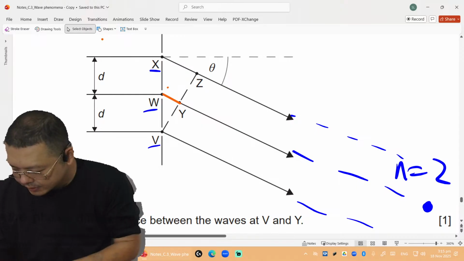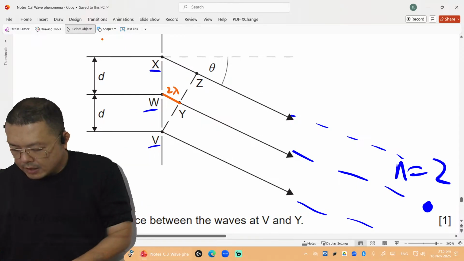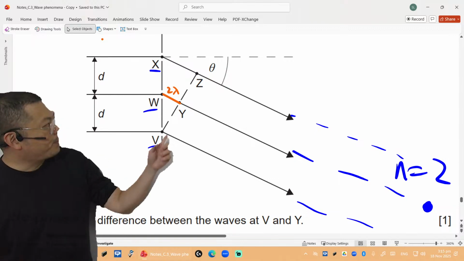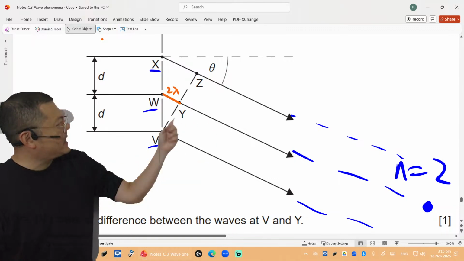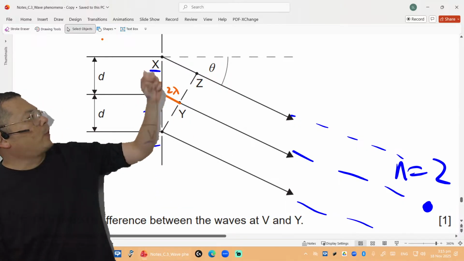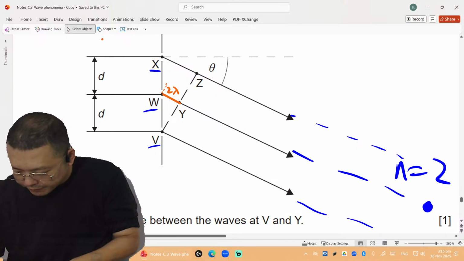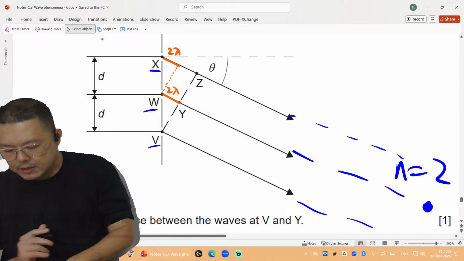Sorry. Okay, so this is 2 lambda, right? That's the 2 lambda there. So between this light ray and this light ray, this one is longer by 2 wavelengths. How about between the middle and the top light ray? Also 2, but they didn't drop the perpendicular for you. So if you dropped it yourself, this is 2 light wavelengths.